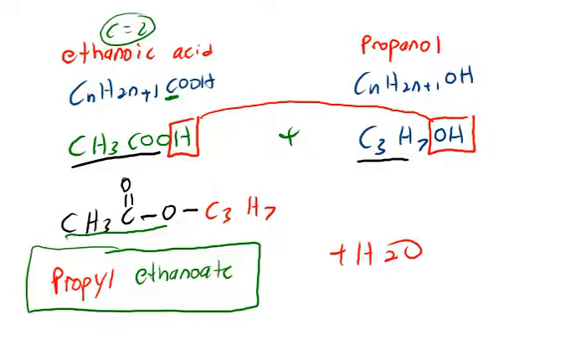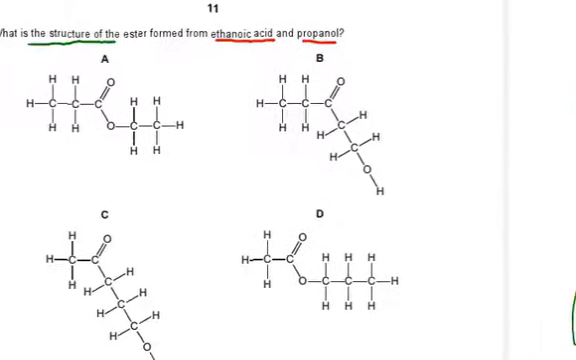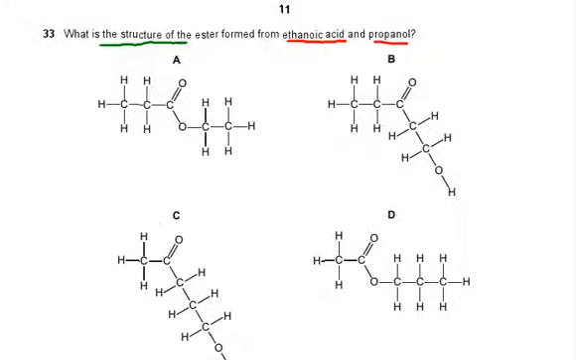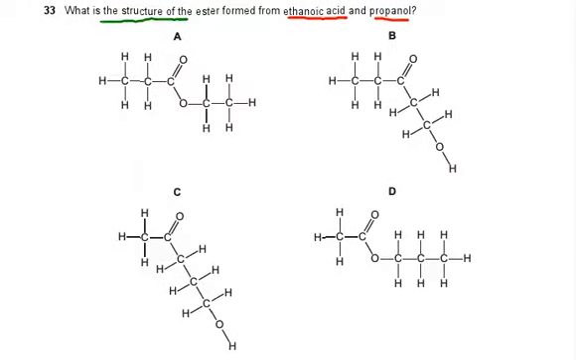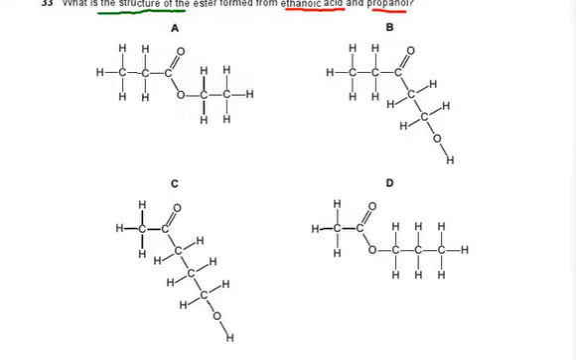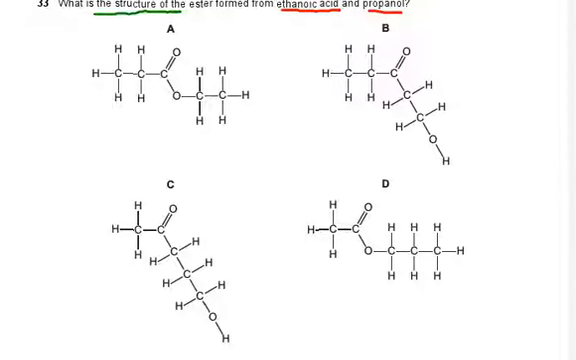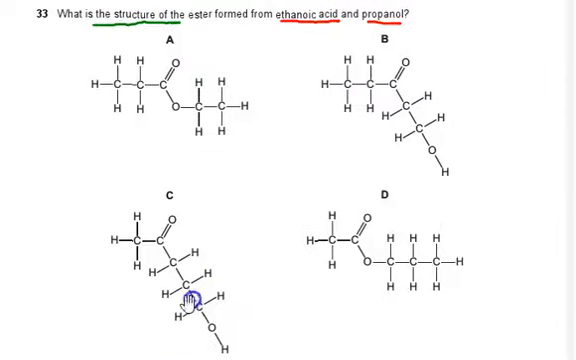Now we look back at the answers. Propyl ethanoate, so this is your best answer, which is D. D should be the best answer here. C is not, because you have this.